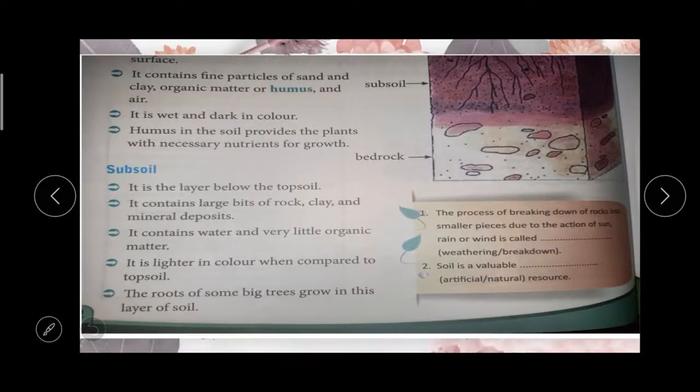Then the second one is subsoil. Subsoil is the layer below the topsoil. It contains bits of rocks, clay and mineral deposits, and it contains water also. Then very little organic matter will be there. It is lighter in color compared with the topsoil.